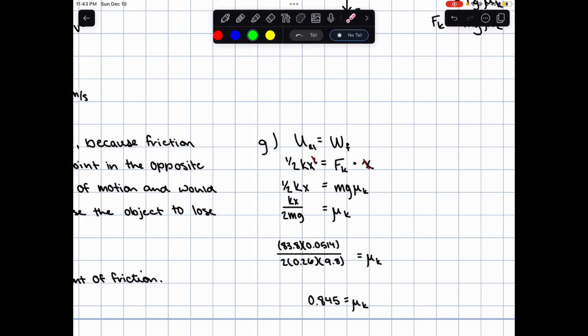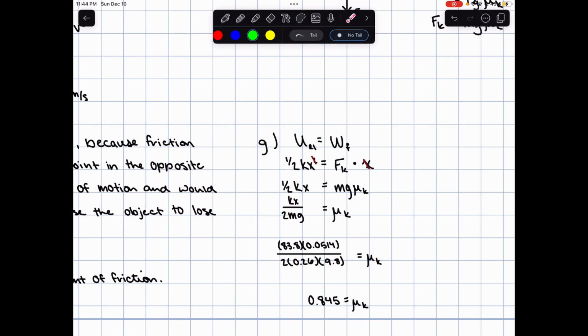Next, we can replace elastic energy and work with their equations. For elastic energy, we can use the equation 1/2 kx squared, and for work, we can use the force times displacement. In this case, the frictional force is kinetic friction times the displacement of x. From there, we can cancel out an x from both sides. But now, we're left with 1/2 kx equals fk.